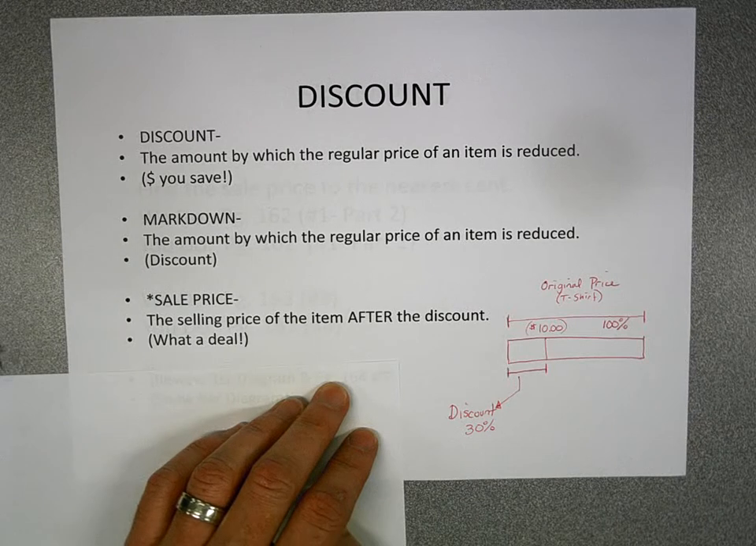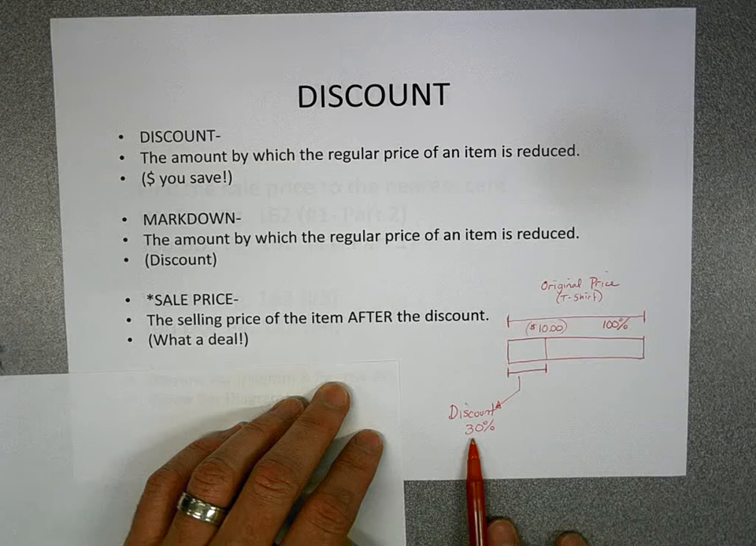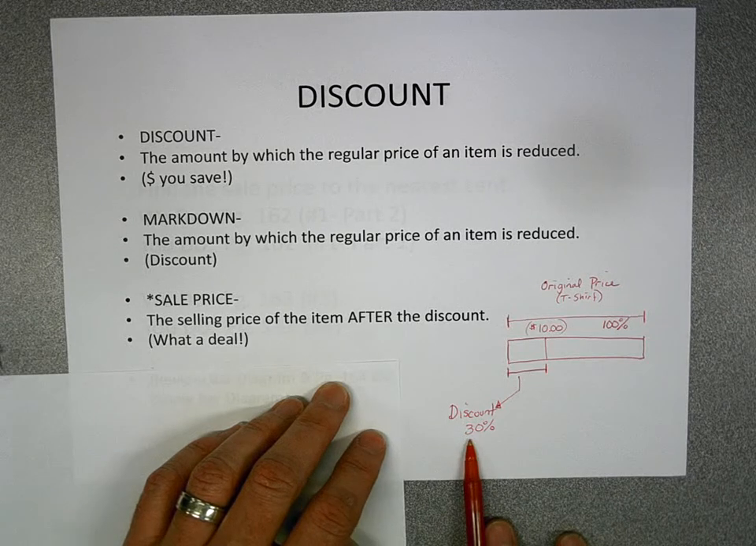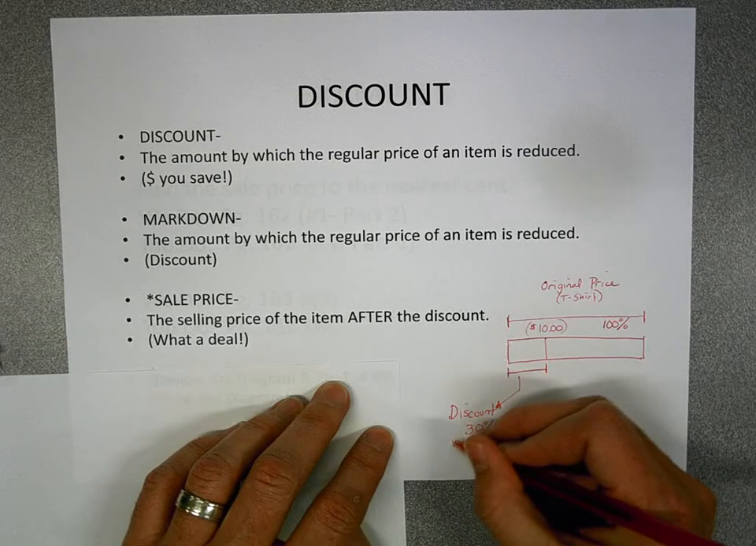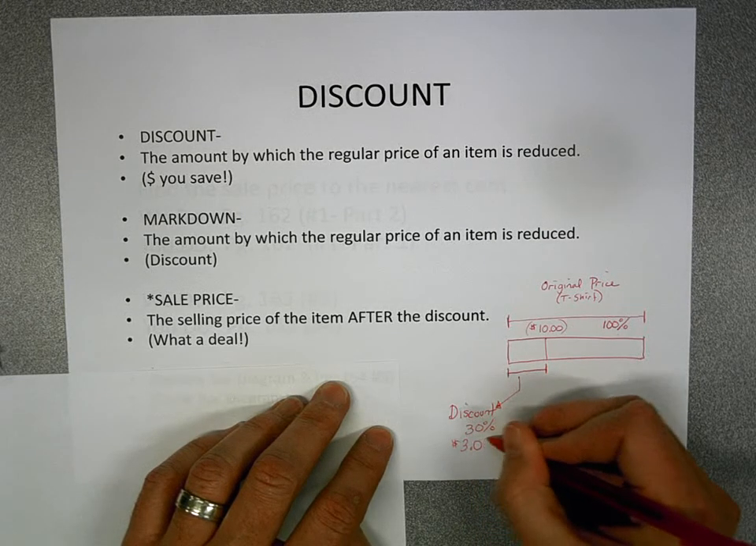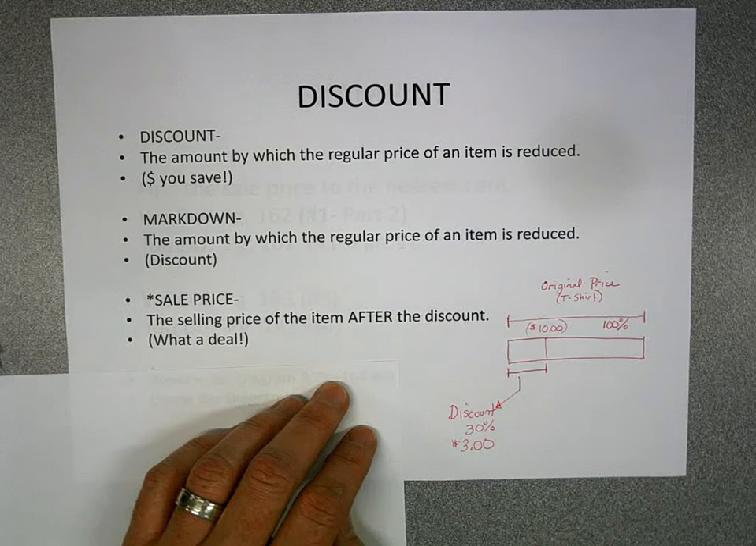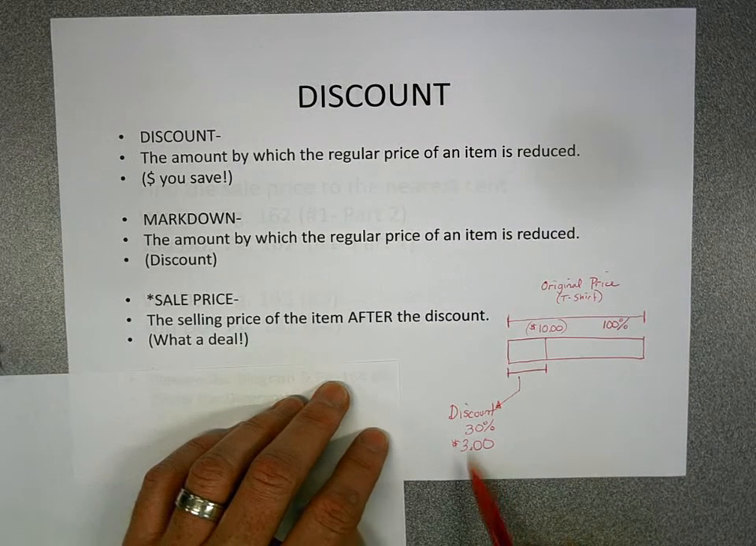Now I use some easy numbers here to make this make sense, okay? So the discount on this shirt is 30%. Does anyone know, using just some mental math, what that would be in money? What is it? $3. Yeah, $3. Good job. The discount, ladies and gentlemen, is 30% off, which is $3.